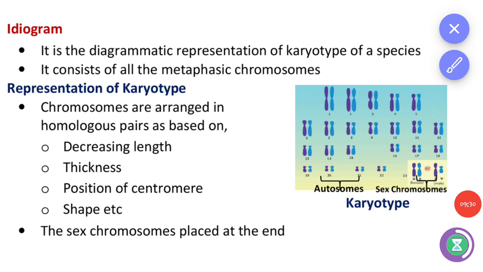Next, ideogram is the diagrammatic representation of the karyotype of a species. It consists of the metaphasic chromosomes arranged in homologous pairs according to decreasing length, thickness, position, centromere shape, etc. And the sex chromosomes are placed at the end.